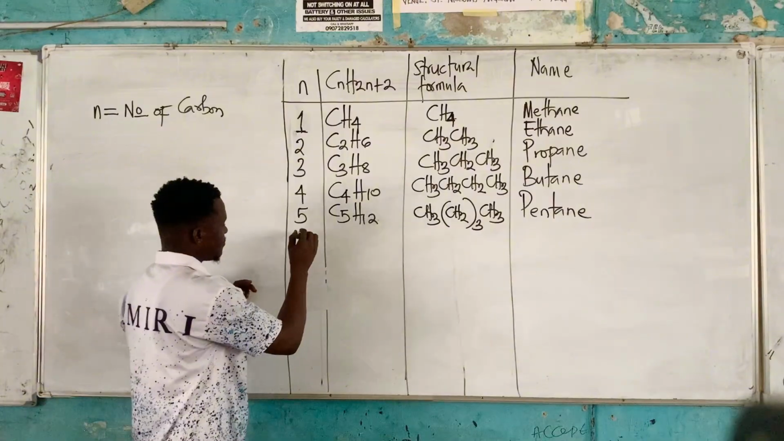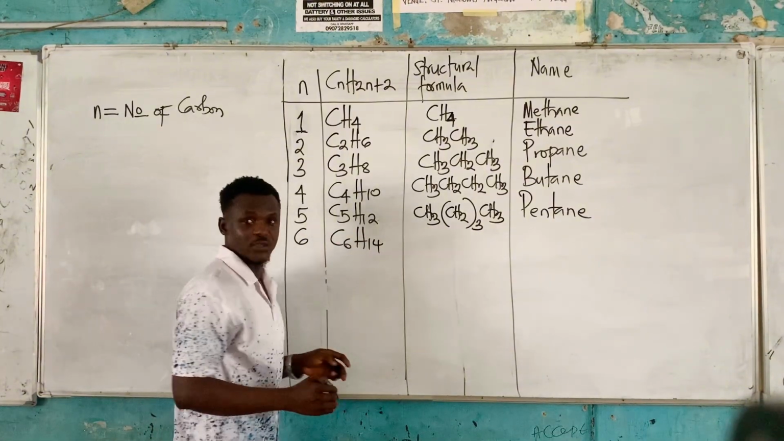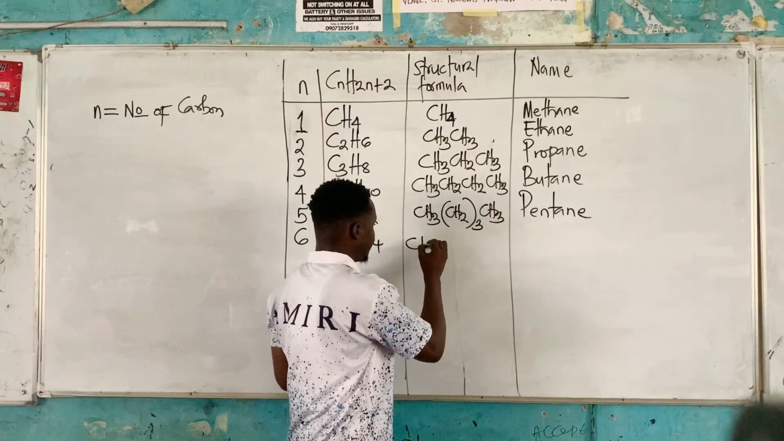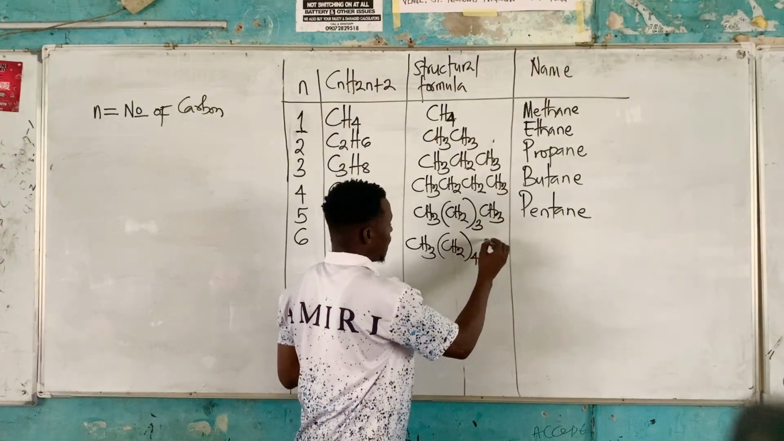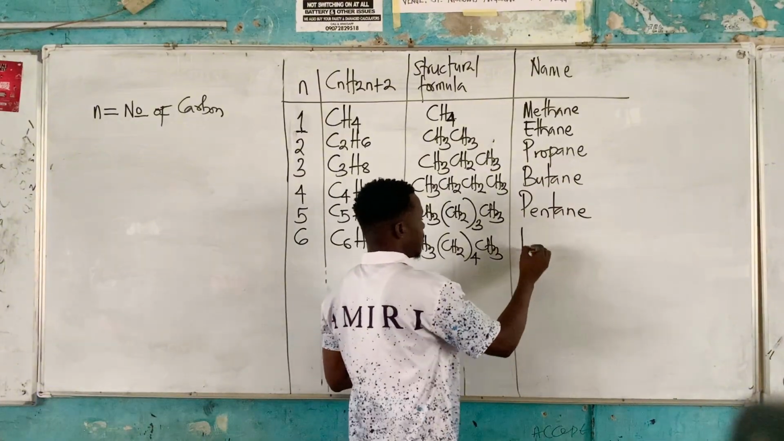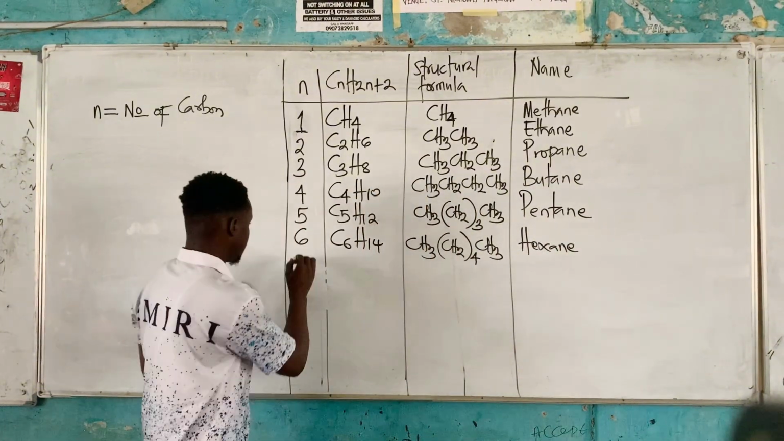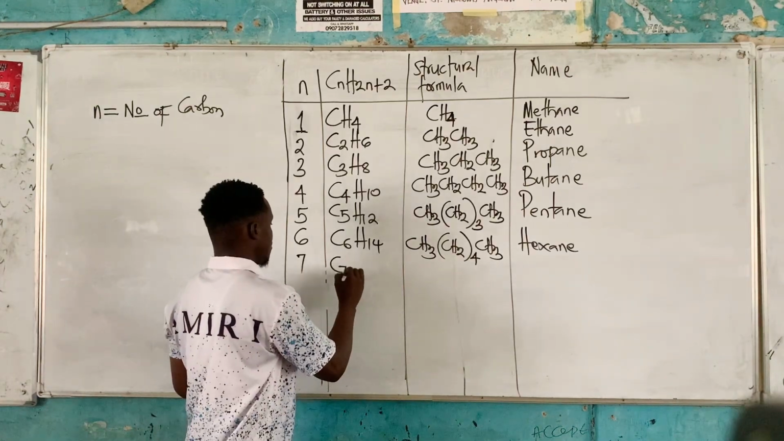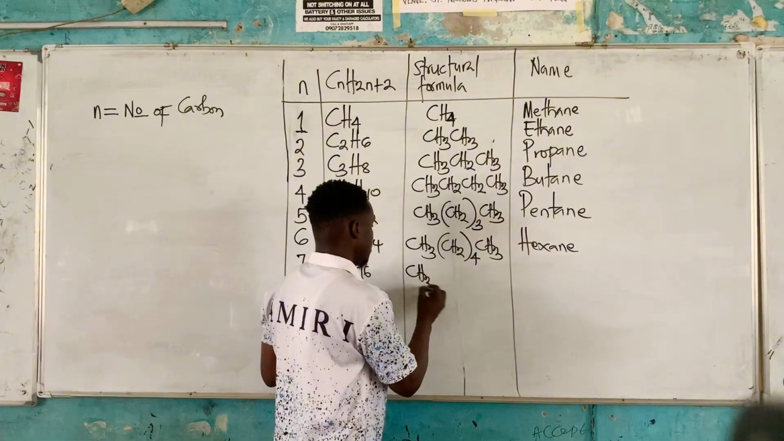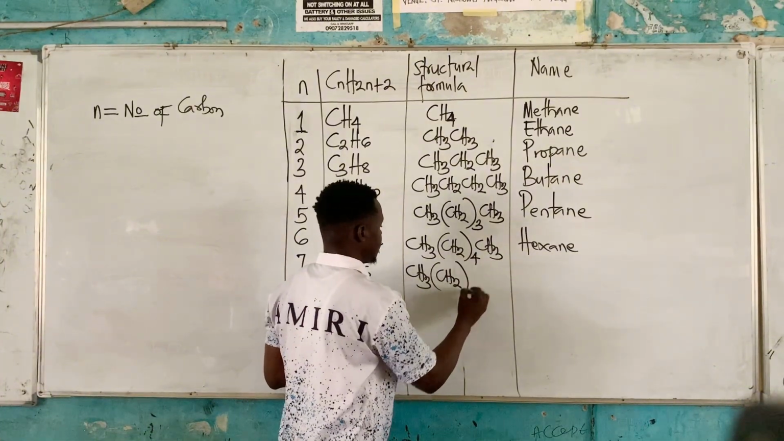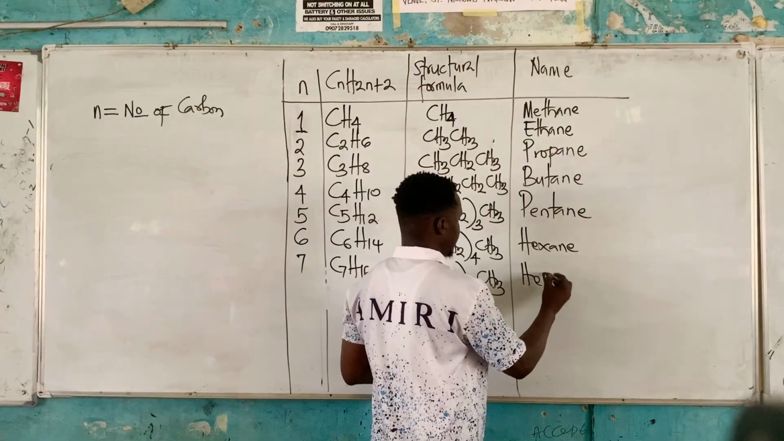Now this guy, it has C6H14. So this is CH3, CH2 4, CH3, hexane. Then C7H16, CH3, which is what?